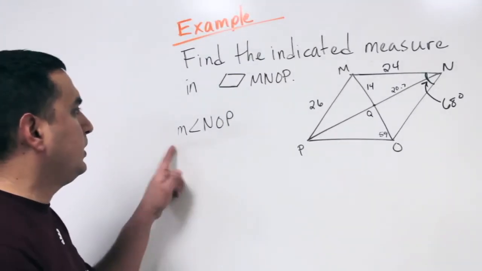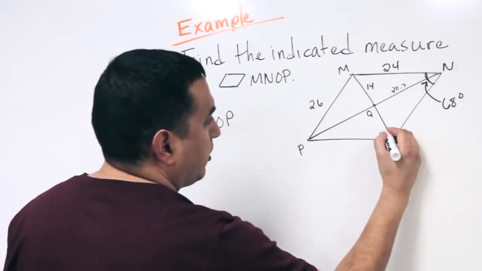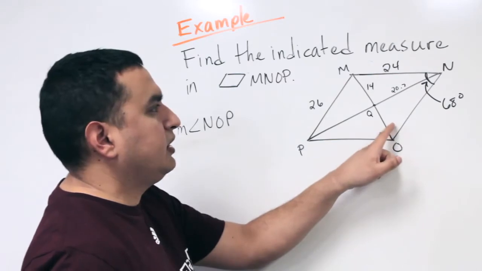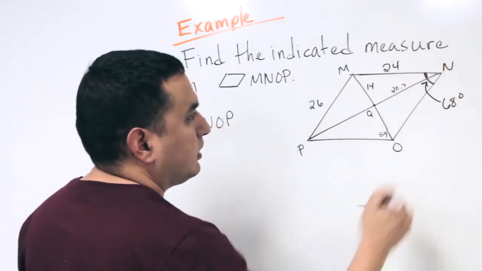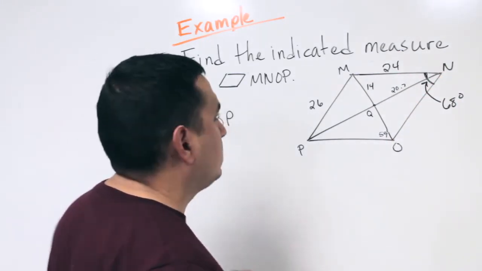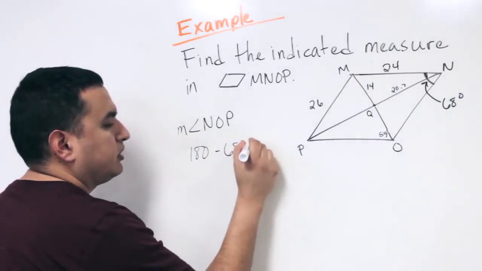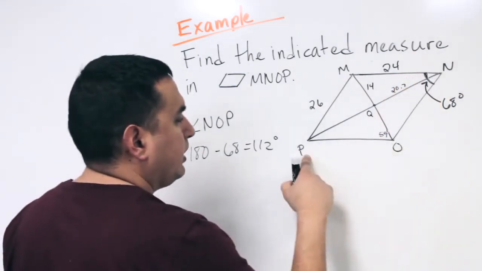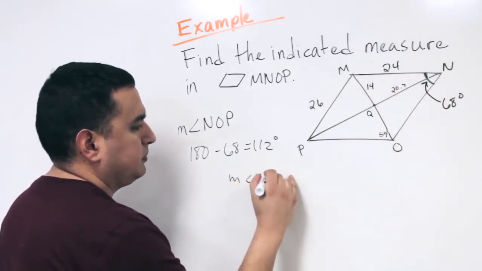On this one, they're asking us to find the measure of angle NOP. That's this bottom angle down here. Now, I already know that I have 59 on it, but that doesn't give me anything down here. So what I do know, again, is the 68 degrees is here. These two would be consecutive angles. So then what I would do is 180 minus 68, which gives me 112. So the measure of NOP would be 112 degrees.